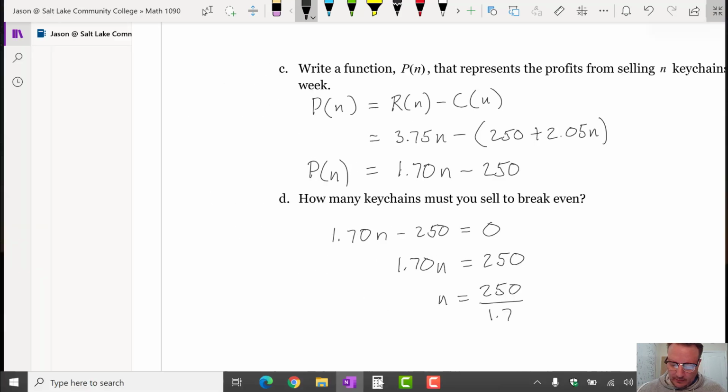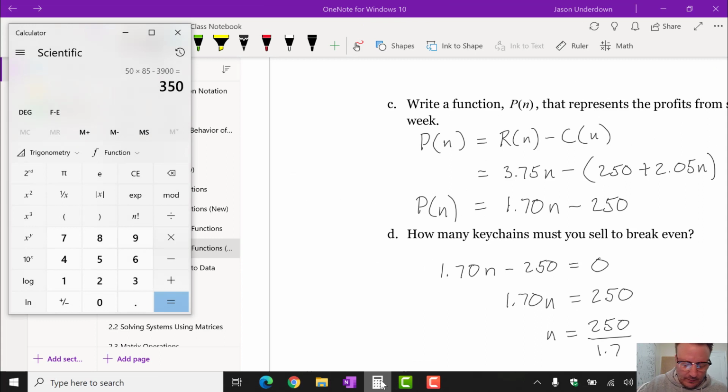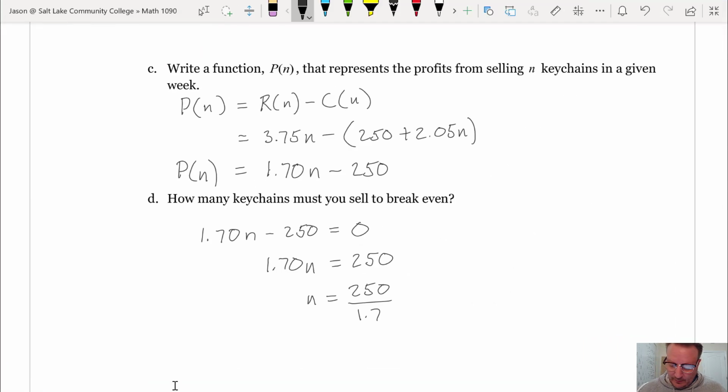Let's get the calculator. 250 divided by 1.7. Looks like about 147 and 6 cents. No, this is a quantity, so just a little greater than 147. So we'll say 147.06. So the number of keychains you sell in order to break even has to be greater than or equal to, well, let's just say greater than 147.